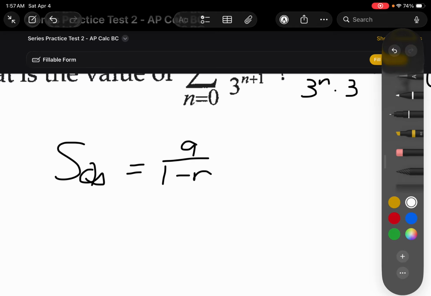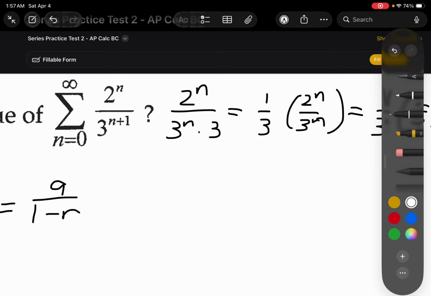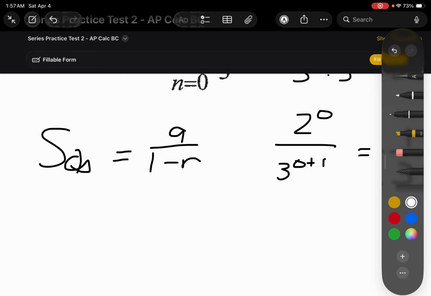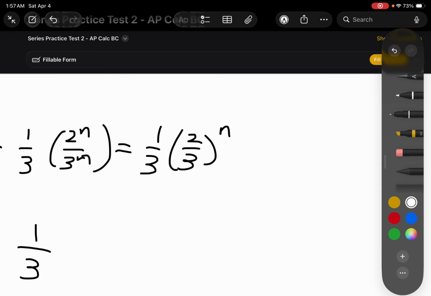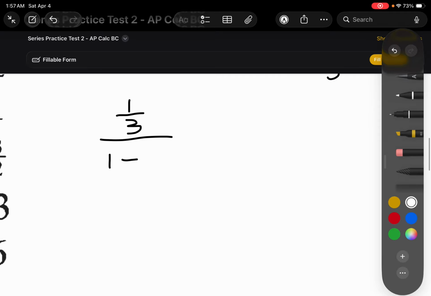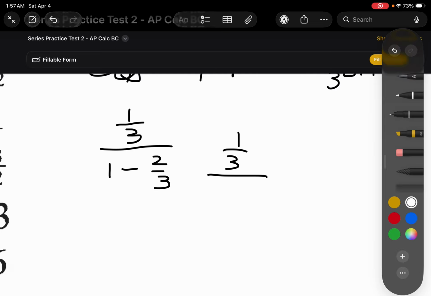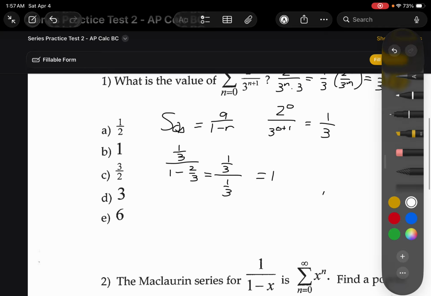a is our first term, so let's plug it in. 2 to the 0 over 3 to the 0 plus 1 is just going to be 1/3. So 1/3 over 1 minus r. Our r is our ratio, which can be found in the parentheses here, when it's put to the power of n. So this is going to be r. So it's going to be 1 minus 2/3. 1/3 over 1 minus 2/3 is just 1/3 over 1/3, which is just equal to 1. And your answer is B.